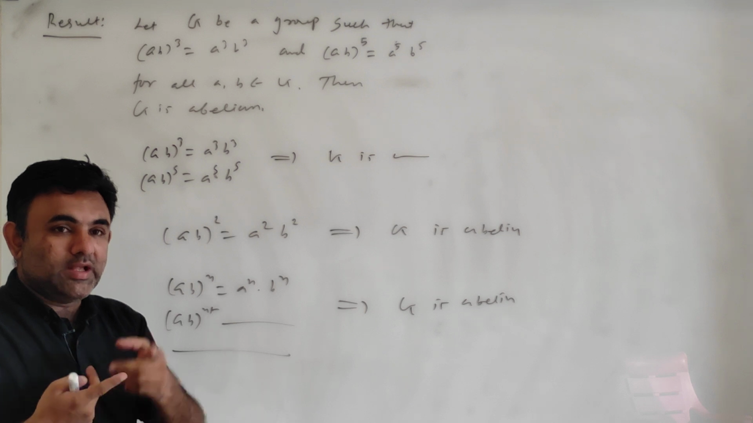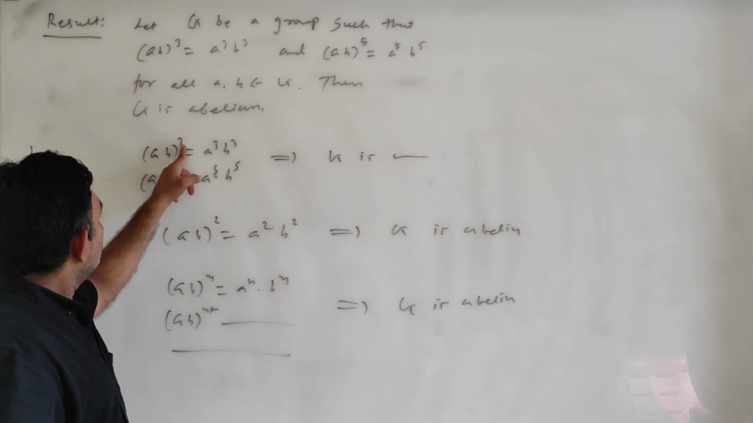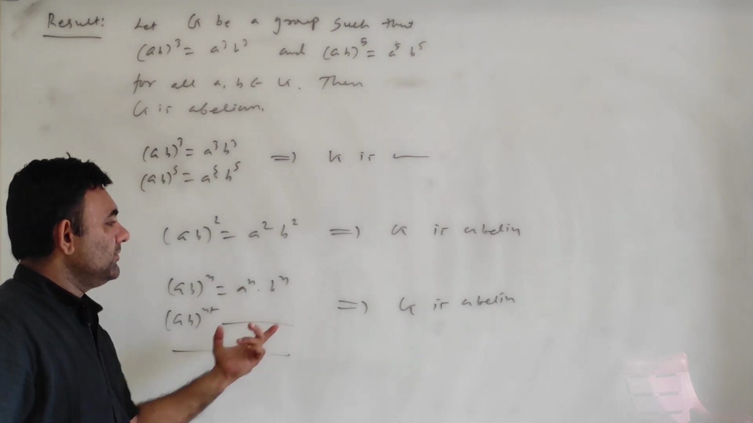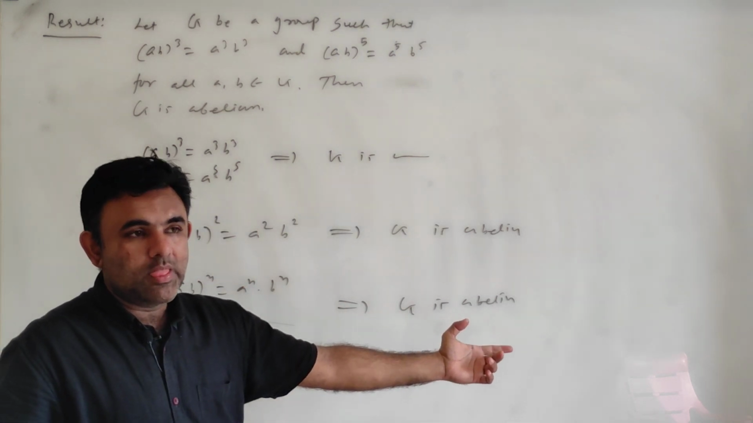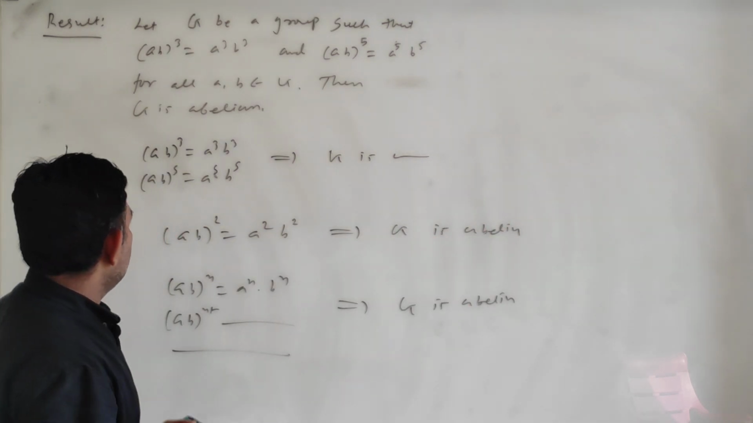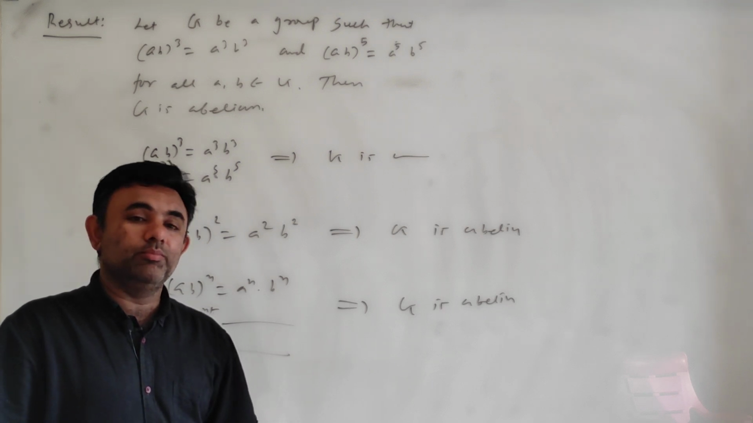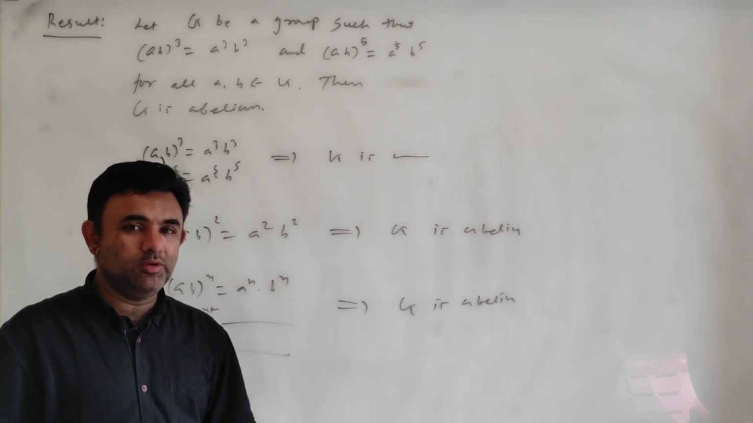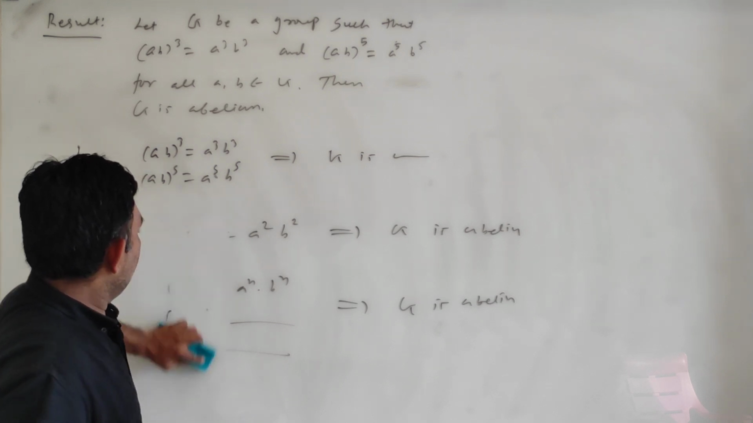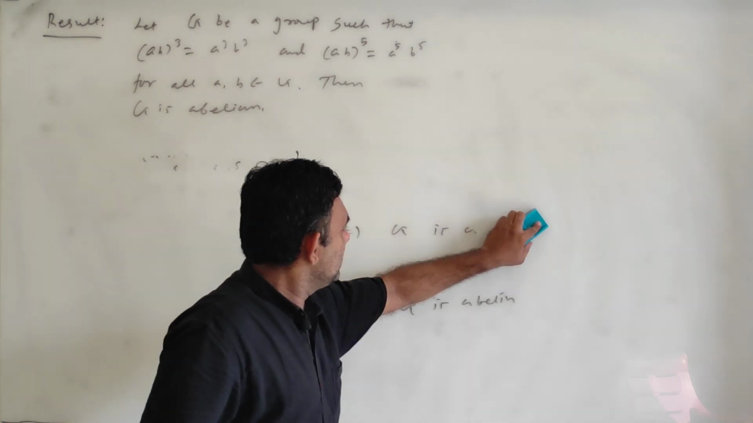Then what do we have? We have 3, 4 and 5, consecutive powers which can be distributed. So using this result we can claim that G is abelian. And the third way is you just manipulate something and prove that AB equals BA for all A, B belonging to G. So here we have these three ways, so let us try to prove this result.